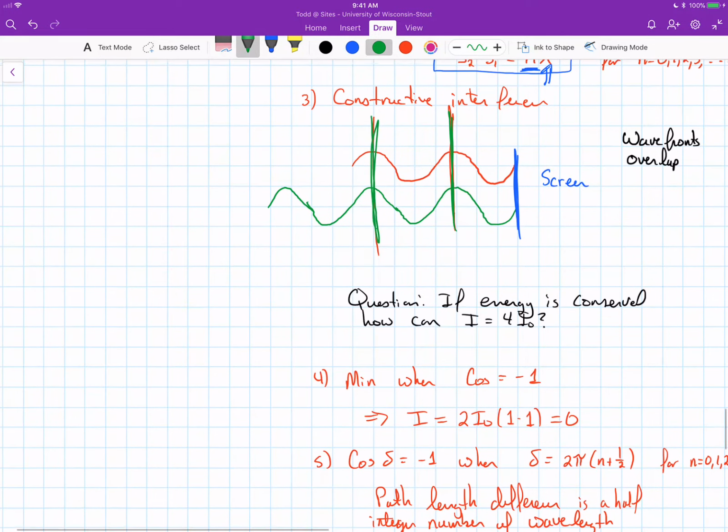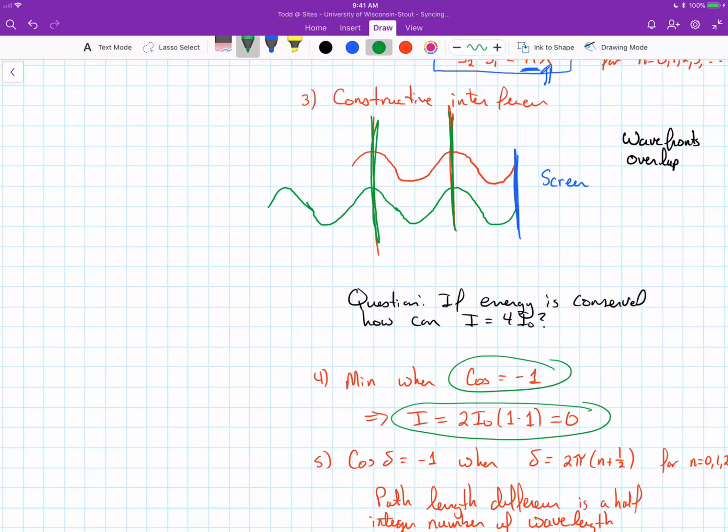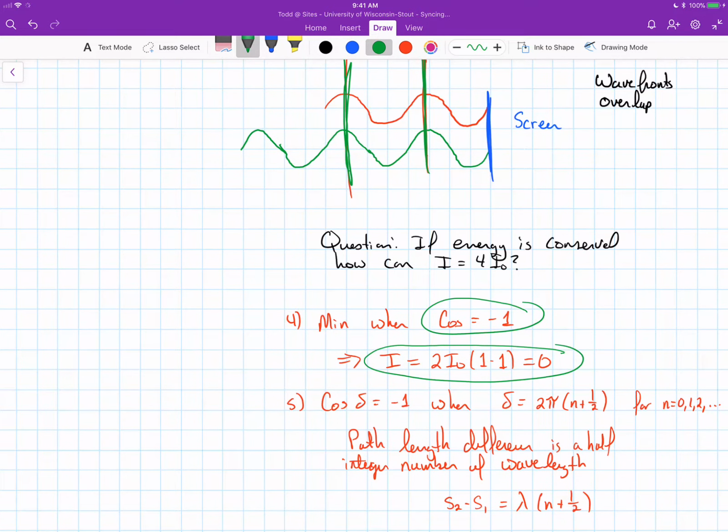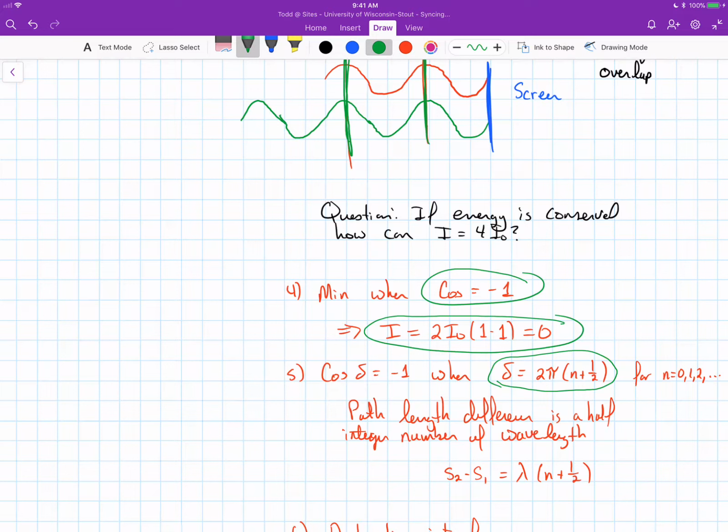All right, so the minimum is going to occur when the cosine of delta is -1. In that case, we get an irradiance of 0. In other words, there's no brightness. We just see a dark spot. Nothing is going on there. This occurs when delta, that phase difference, is some half integer number of 2 pi. Another way of looking at that is that the path length difference is a half integer number of wavelengths. The two waves have traveled a difference in paths that corresponds to half of a wavelength.